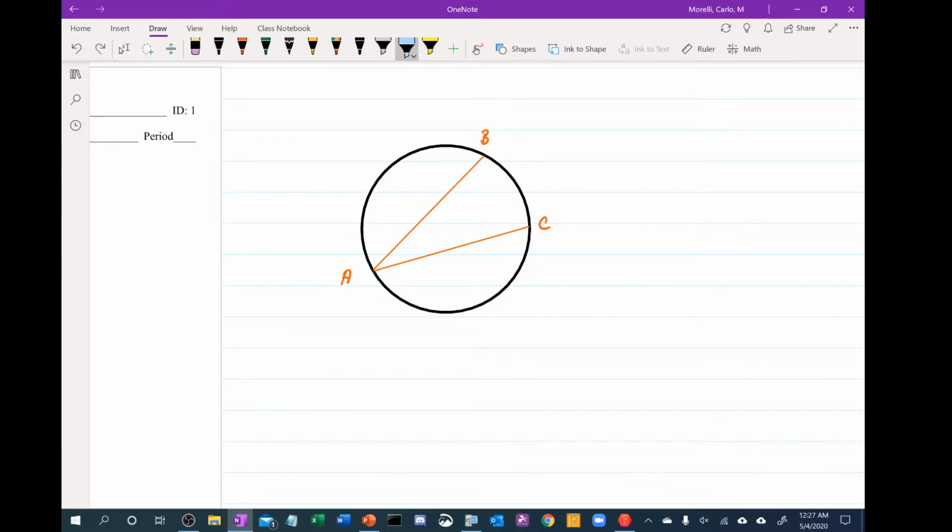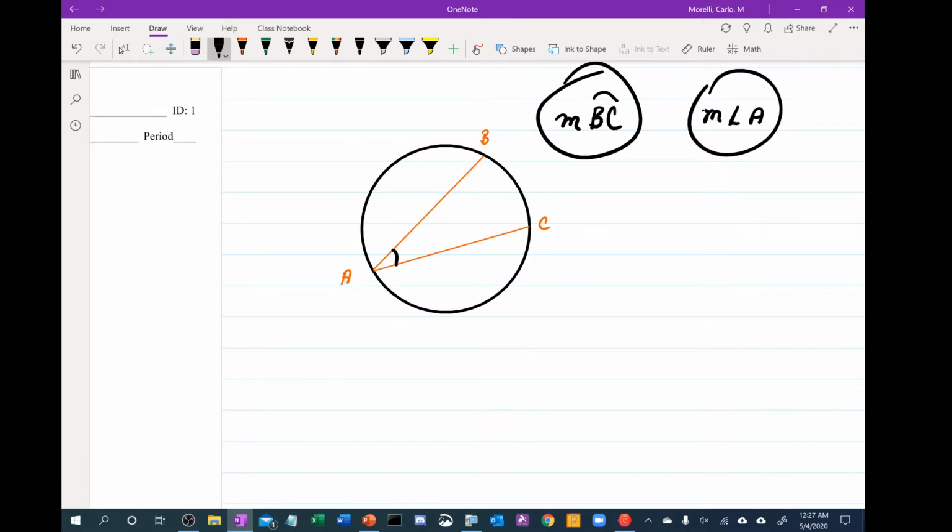And here's how we write this. So for example, if I want to indicate arc BC, then what I'll do is I'll write the measure of, with an M, arc BC, which we write with that little arc symbol over it. So the measure of arc BC. Likewise, this angle in here is the angle A. So we refer to that as the measure of angle A. And that symbol means angle. So this is an arc and this is an angle.